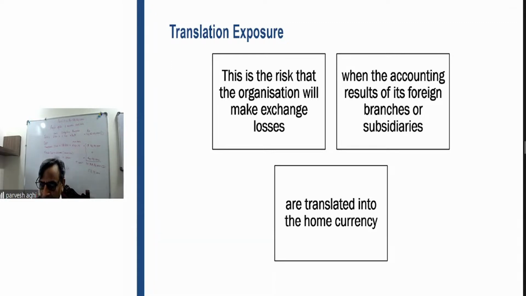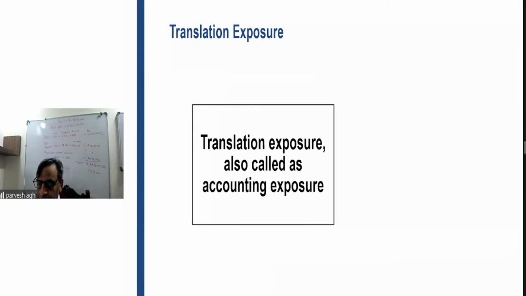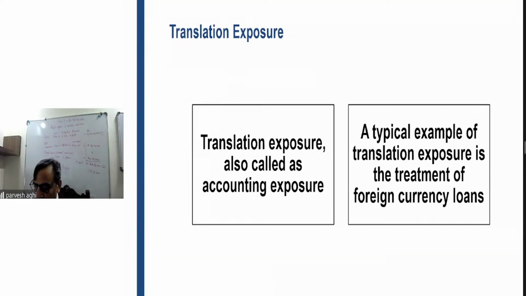So they are going to convert all the foreign subsidiary assets and liabilities in terms of Indian rupees at the exchange rate on 31st of March 2024, for example. Now, translation exposure is also called accounting exposure. Okay, so it is accounting exposure.